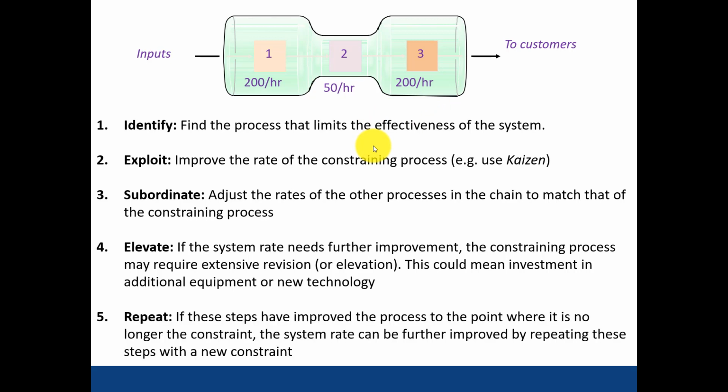And number 5 is a cycle, is repeating. If these steps have improved the process to the point where it is no longer the constraint, the system rate can be further improved by repeating these steps with a new constraint.